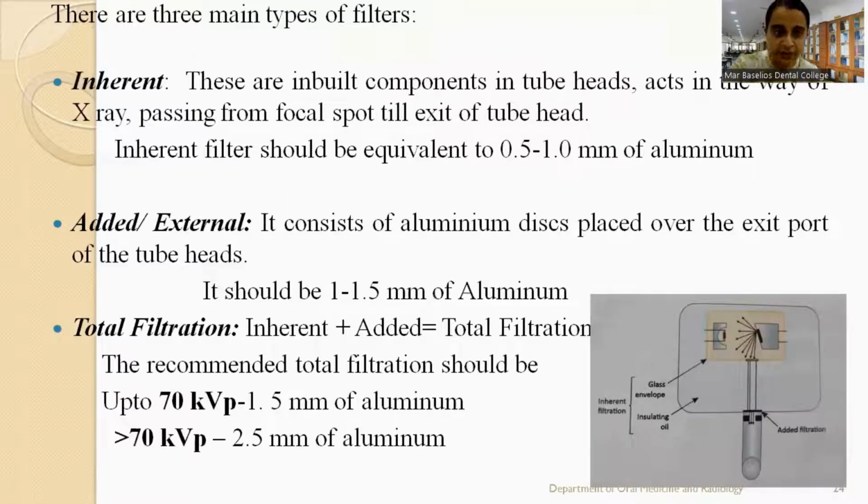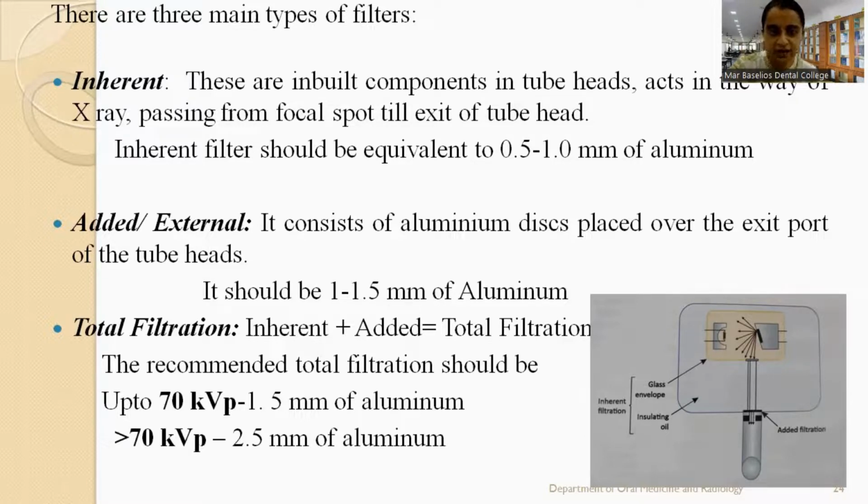Mainly, there are 3 types of filtration: inherent filtration, added filtration, and total filtration. Inherent filtration consists of the inbuilt components of the tube, that is, right from the focal spot till the exit of the X-ray from the tube head. Inherent filtration should be equivalent to 0.5 to 1 mm of aluminum.